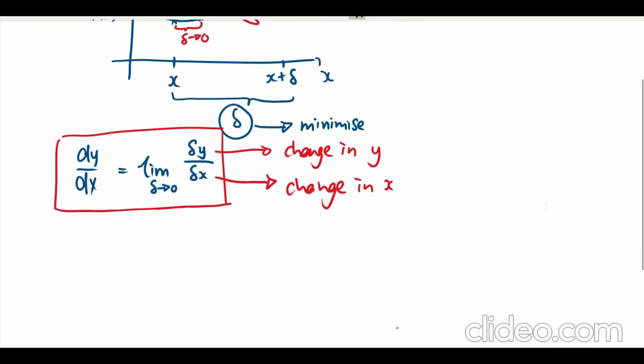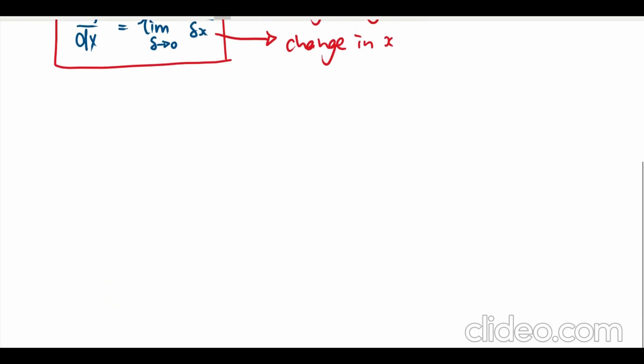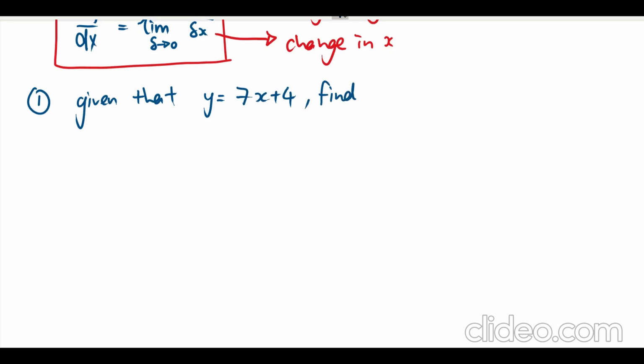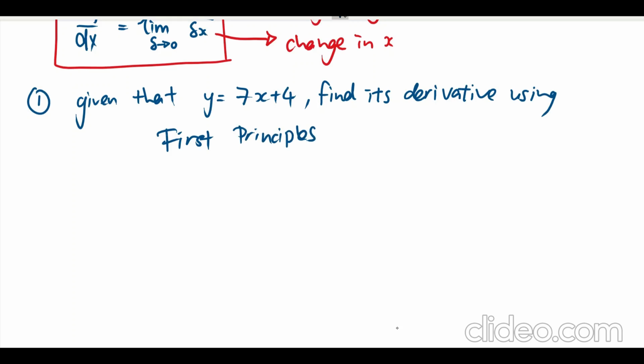Now, how can we apply it to a question? This would roughly be how the question will look like. Given that y equals 7x plus 4, find its derivative using first principles. Once you see the words first principles, you are going to use the definition.